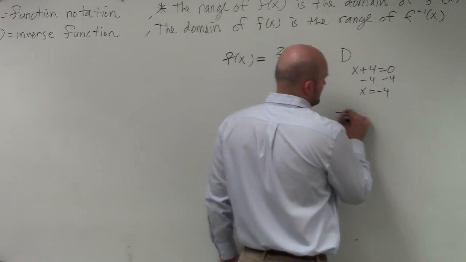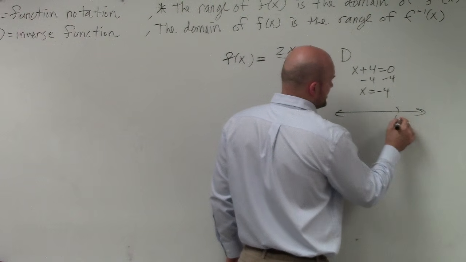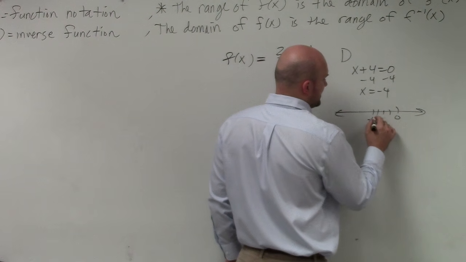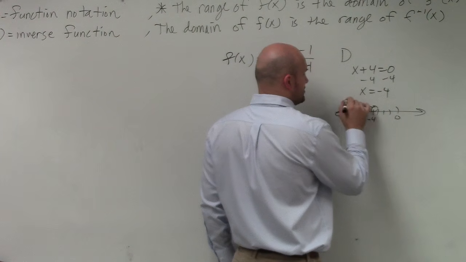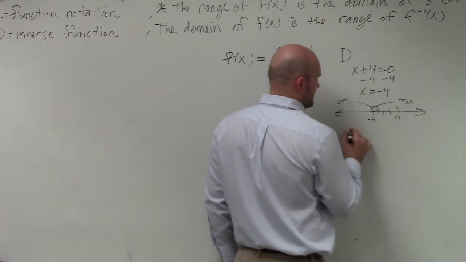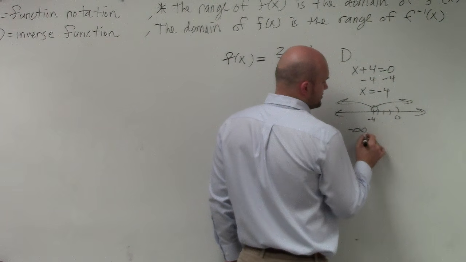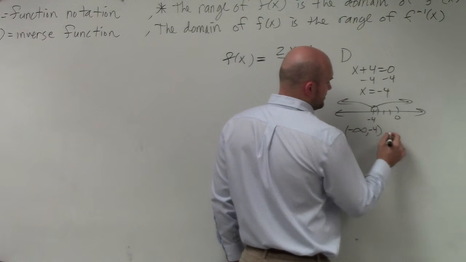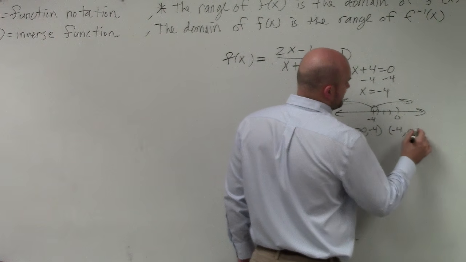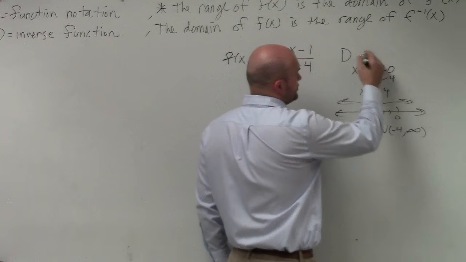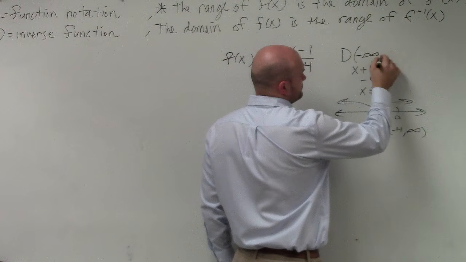So if you were to look at that as a number line, here's 0, 1, 2, 3, 4. Here's -4. It's all numbers that way, all numbers that way. -infinity to -4 union -4 to infinity. And then we can union them to connect.